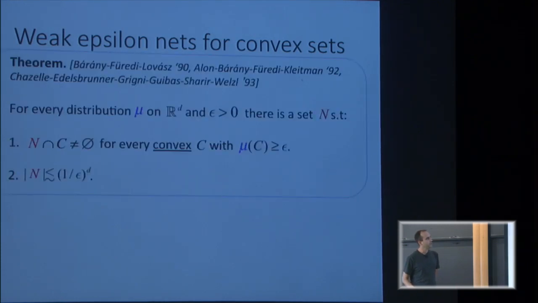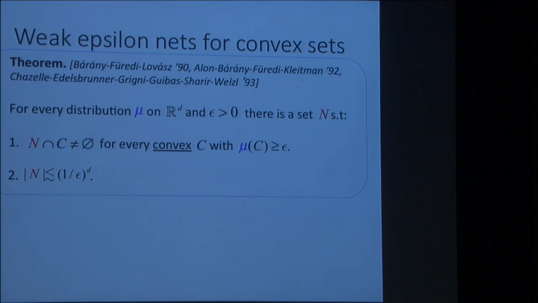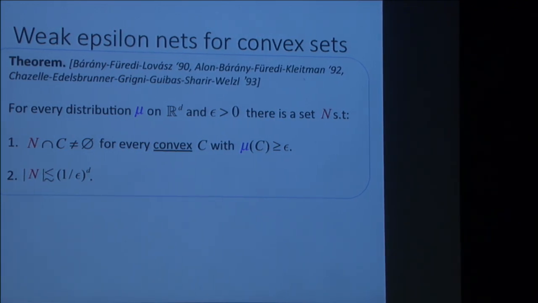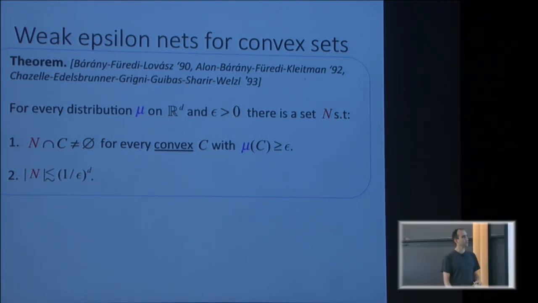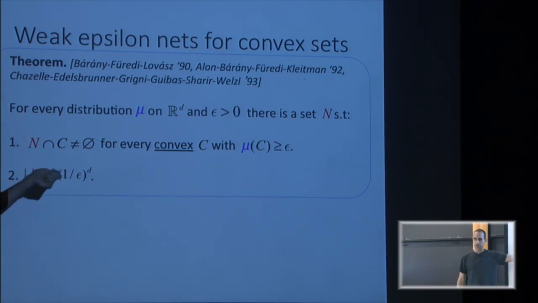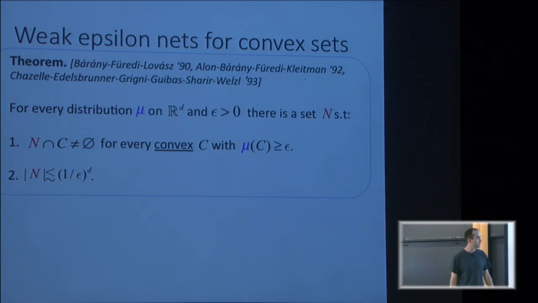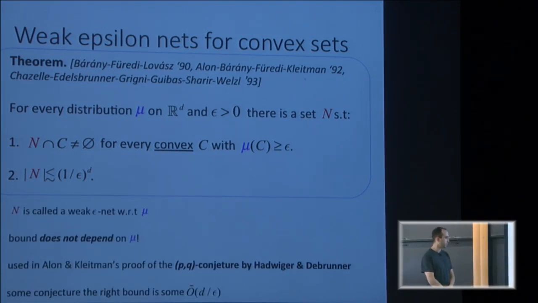So let me begin by telling you about an amazing theorem from 25 years ago, it's accumulated work, about convex sets in Euclidean spaces. It turns out that for every distribution mu on R^d, and for every epsilon greater than zero, there exists a small set N, an epsilon net, with the following properties. It will intersect every convex set whose measure, according to mu, is at least epsilon. And it is rather small. In particular, the upper bound we have does not depend on the distribution mu. It depends only on epsilon and the dimension of the space. We will soon see an example to digest it.